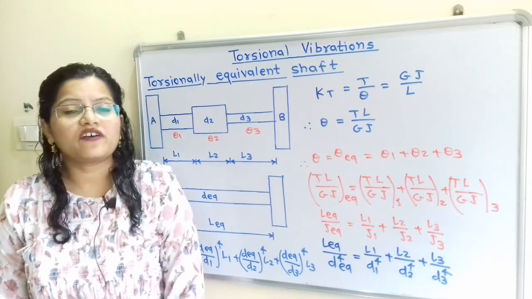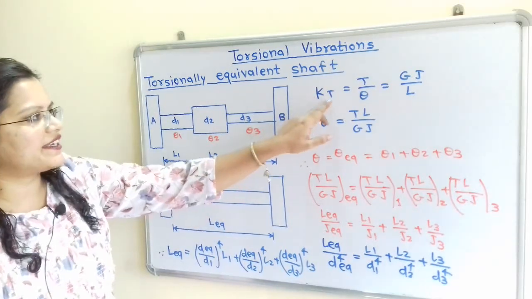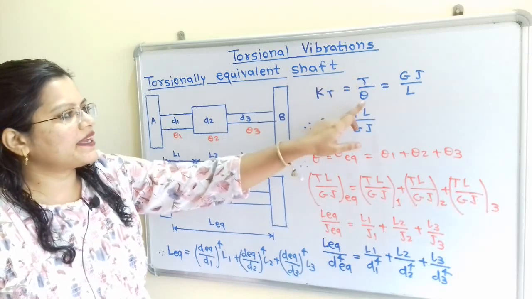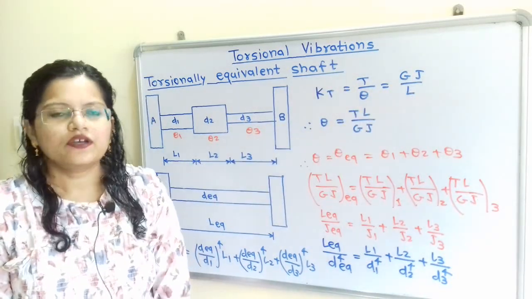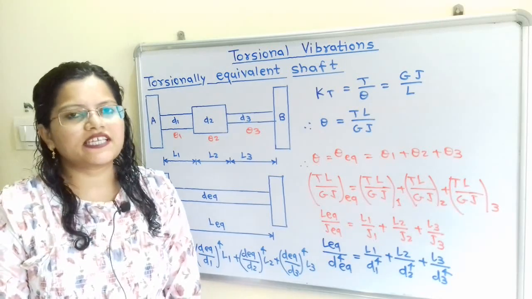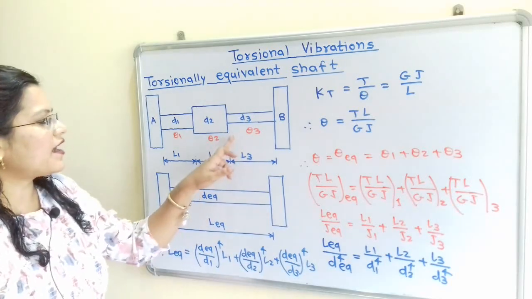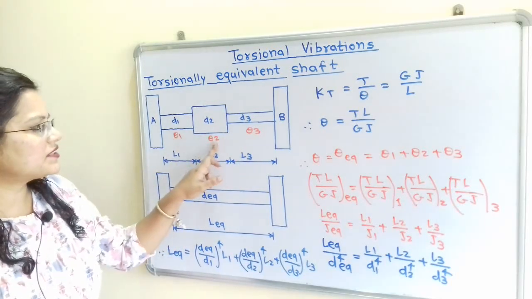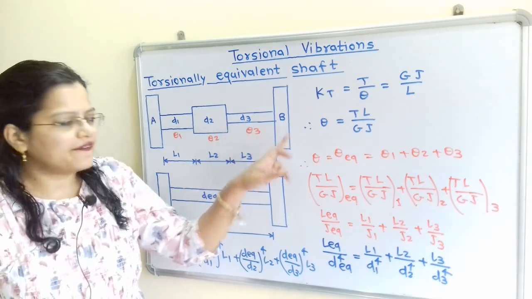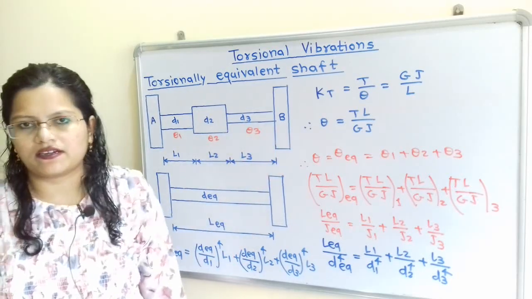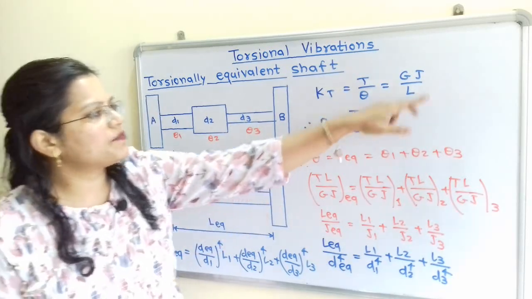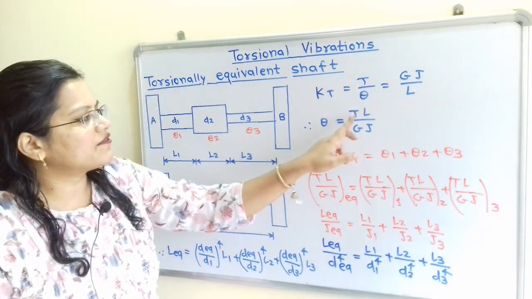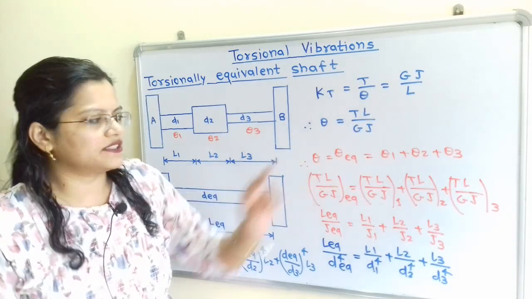We have a formula for torsional stiffness. KT is equal to T by theta, which is equal to GJ by L. The angle of twist, theta, is the same, that is theta is equal to theta 1 plus theta 2 plus theta 3, which is equal to theta equivalent. So we will find the formula for theta. When we simplify this, we get theta is equal to TL by GJ.